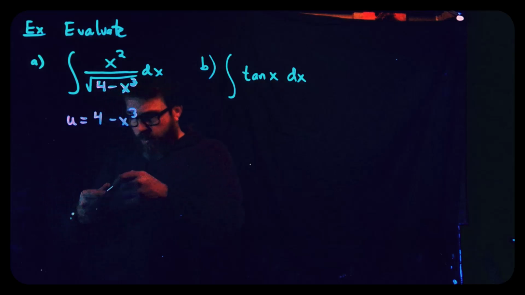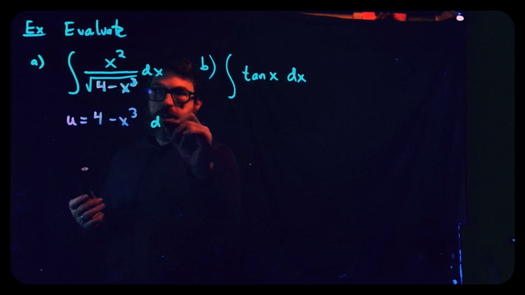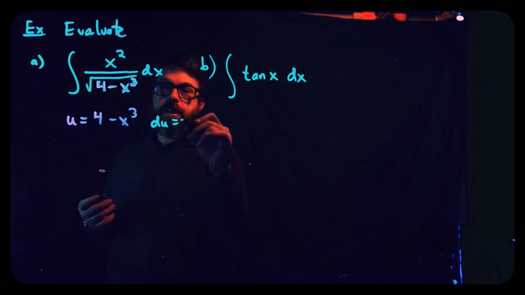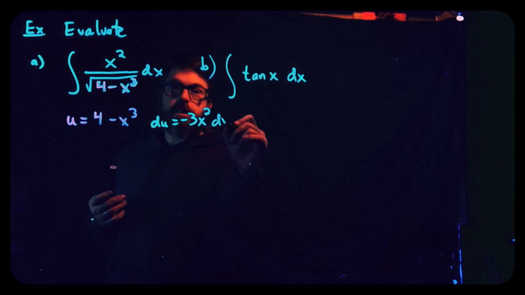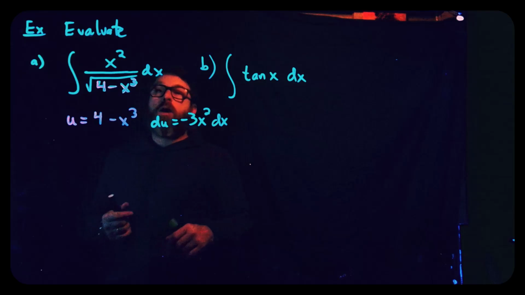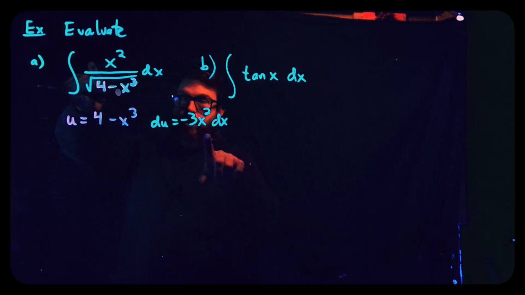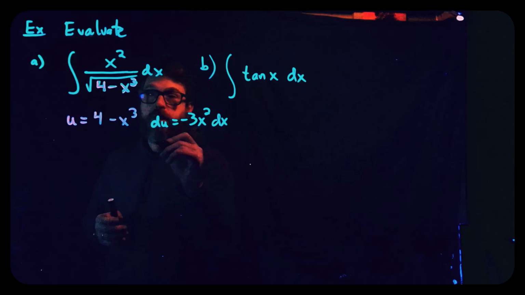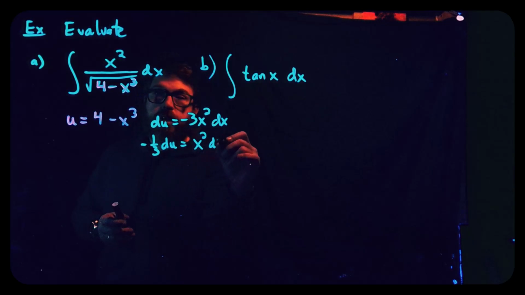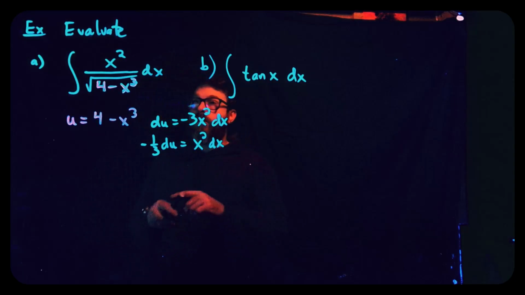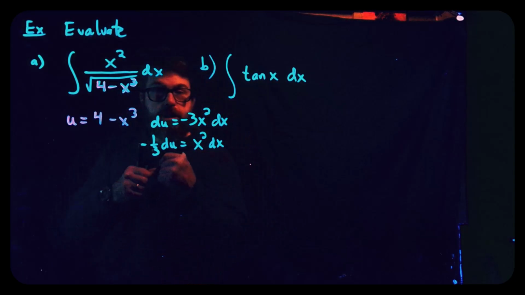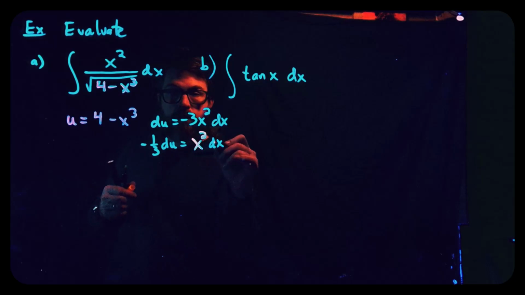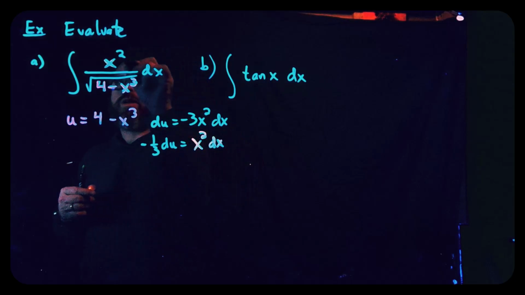And what we notice is when I do my du, the derivative of this thing, or the differential of this thing, I'm going to get a negative 3x squared dx. Now, notice that I have an x squared dx, not a negative 3x squared dx, but remember, these are equations, so I can manipulate them by multiplying both sides by a constant. So minus 1/3 du is going to be equal to x squared dx. So now notice that I do have this x squared dx in this expression.